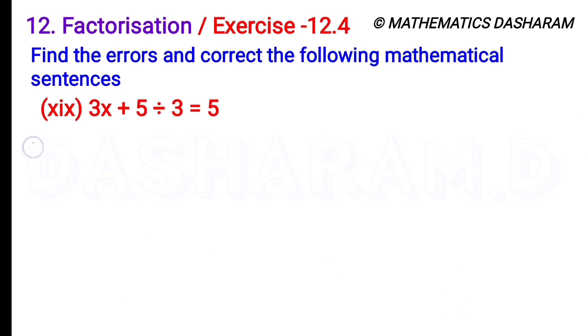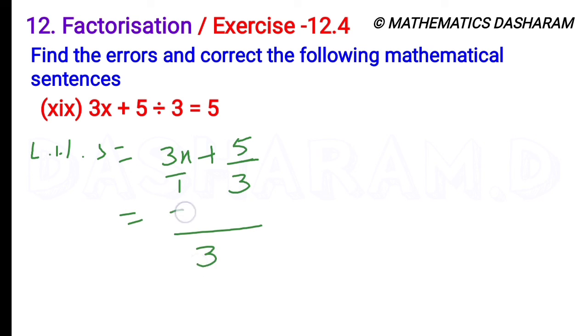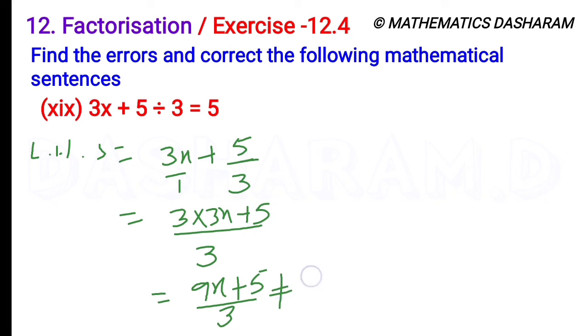19th question: 3x plus 5 divided by 3 equals 5. 3x plus 5, here the division symbol is only for 5. So now 3x can be written as 3x by 1. So 3 is the LCM. So 3 into 3x plus 5. 3 into 3x is 9x plus 5 divided by 3. So that is why it is not equal to RHS.